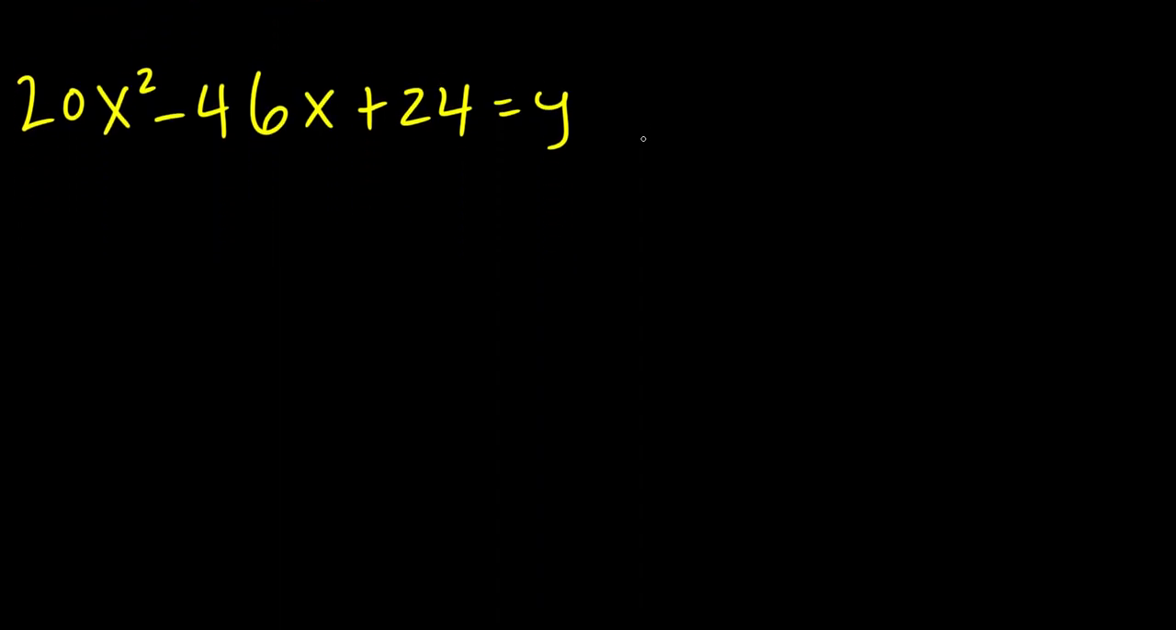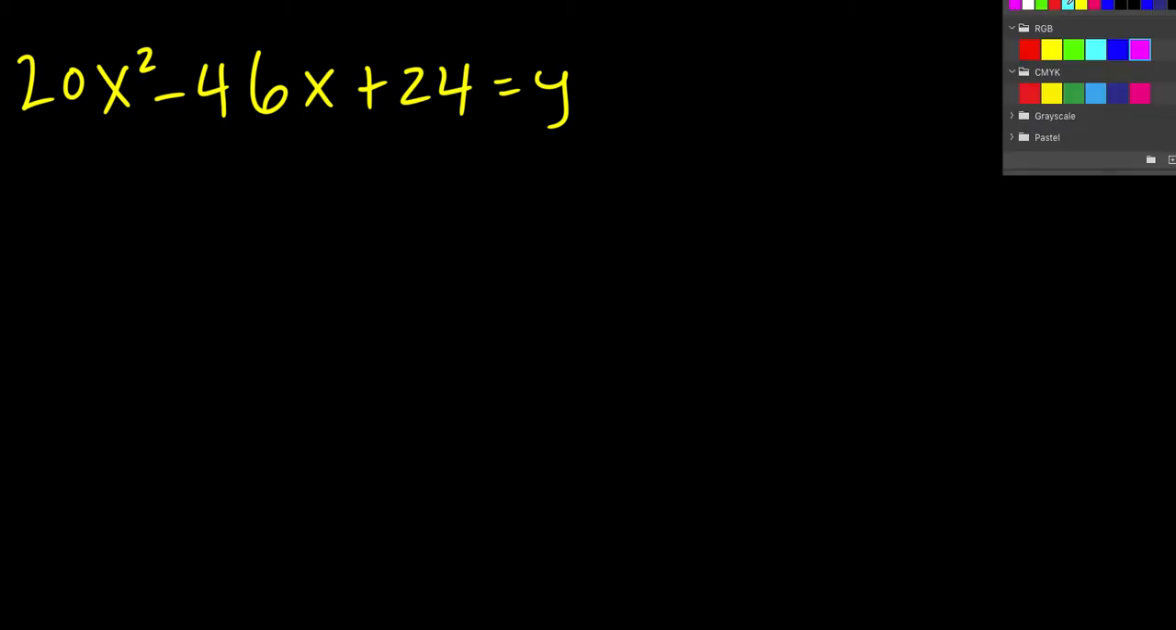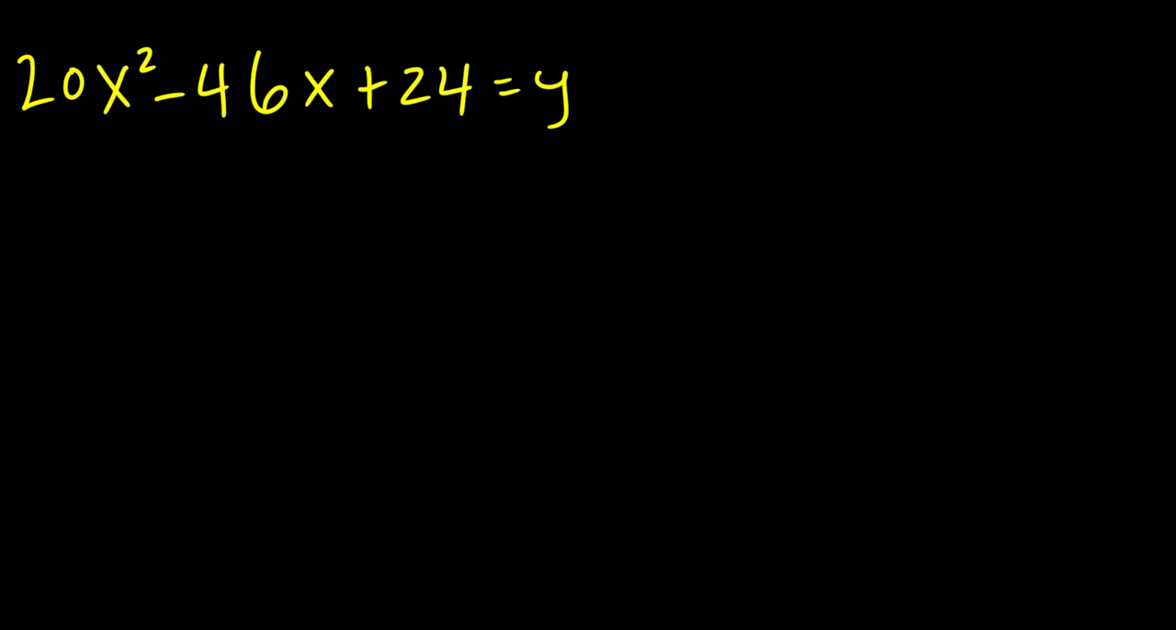Okay, let's do the same thing. Now, something that I didn't stress in the other video for the other method, but I'm going to stress right now. When you're factoring, you need to factor out any common factors before you try any of these methods. So we have 20, 46, and 24. Those are all divisible by 2. So the first step I'm going to do is divide everything by 2 and write what I have left over.